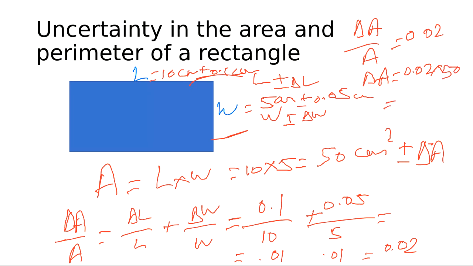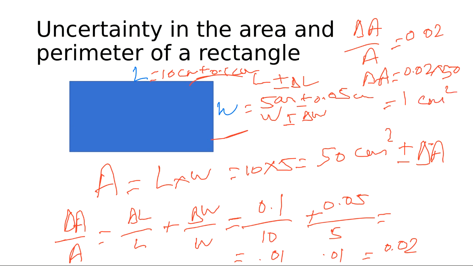If you calculate this, multiply 0.02 times 50, I believe it's about 1. Let's see, 2 times 0.5, yeah, 1. So the answer is, for the A, I will write it like this. Basically the delta A is 1 centimeter squared.